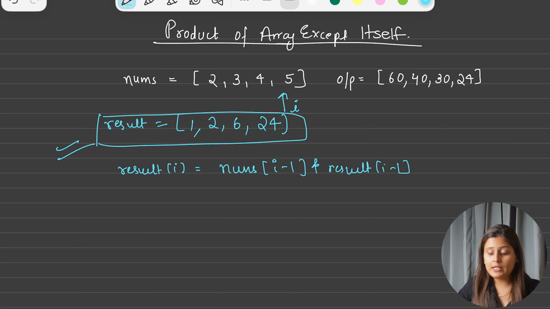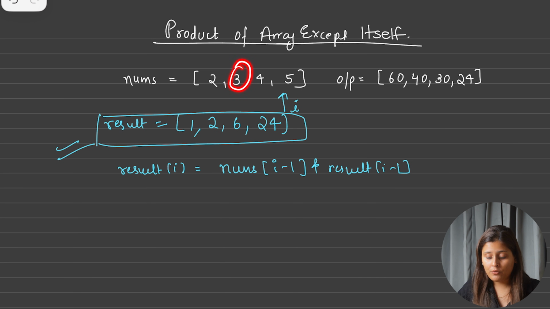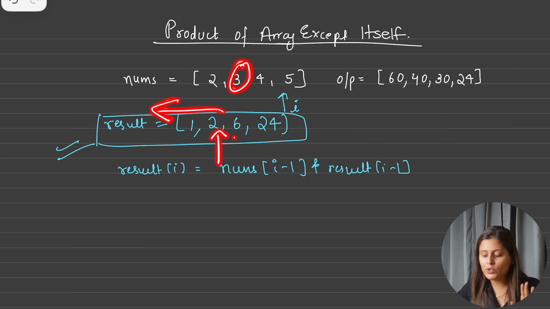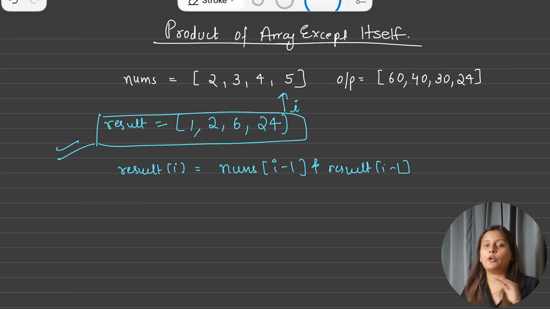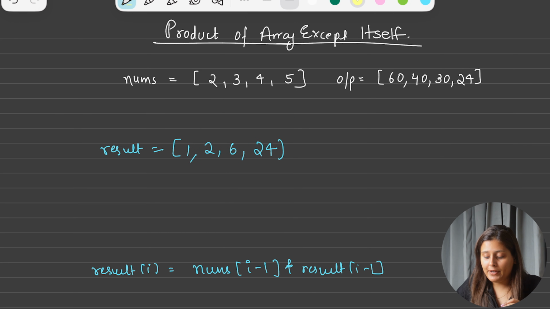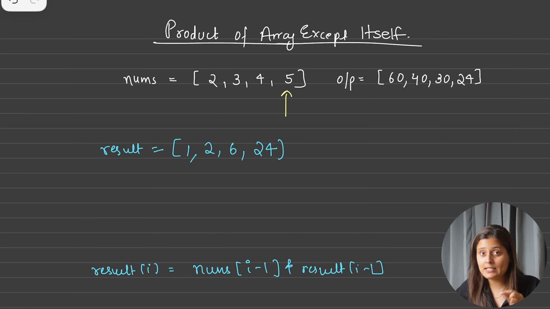Now can I say this is my final answer? No, it is not. Because for every number, for 3, whatever answer you have here, that actually tells only the left product. We have not calculated the right product till now. Okay, so I will again run a for loop, but this time from the right index. Now you say, when I'm standing at 5, what will be the right product from the right side? You tell. What will be the right product? That is nothing but 1 only. Correct?